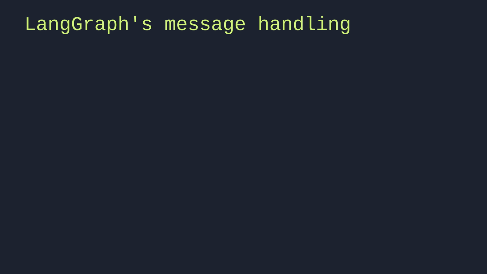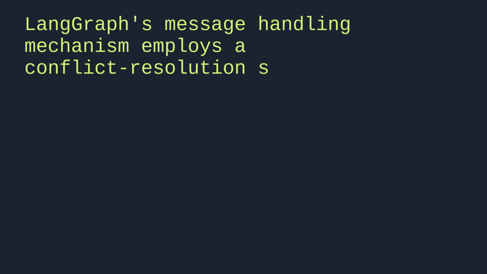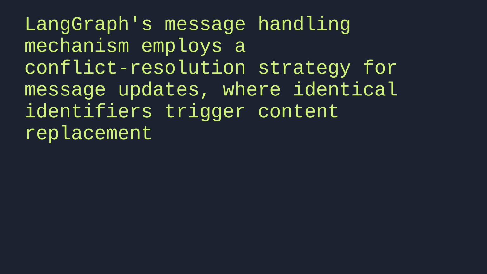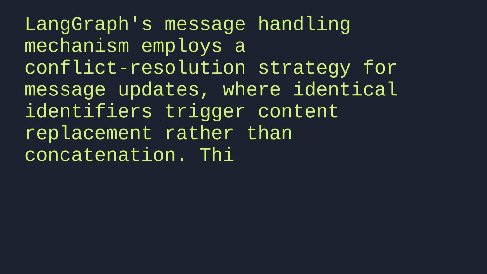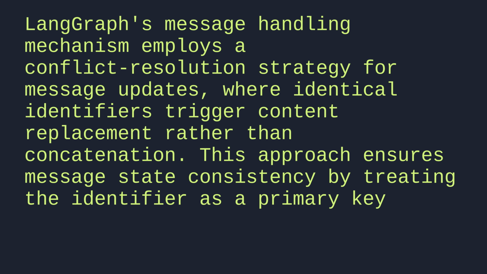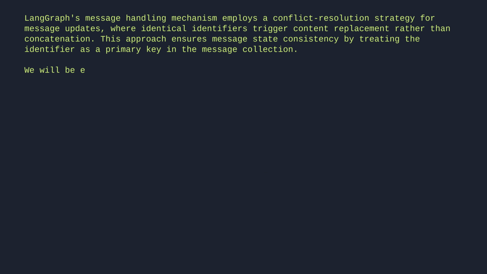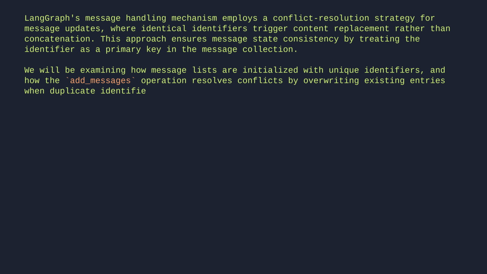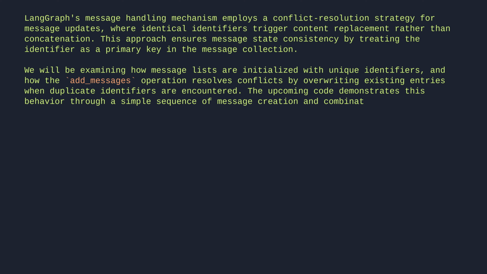LangGraph's message handling mechanism employs a conflict resolution strategy for message updates, where identical identifiers trigger content replacement rather than concatenation. This approach ensures message state consistency by treating the identifier as a primary key in the message collection. We will be examining how message lists are initialized with unique identifiers, and how the add messages operation resolves conflicts by overwriting existing entries when duplicate identifiers are encountered. The upcoming code demonstrates this behavior through a simple sequence of message creation and combination.